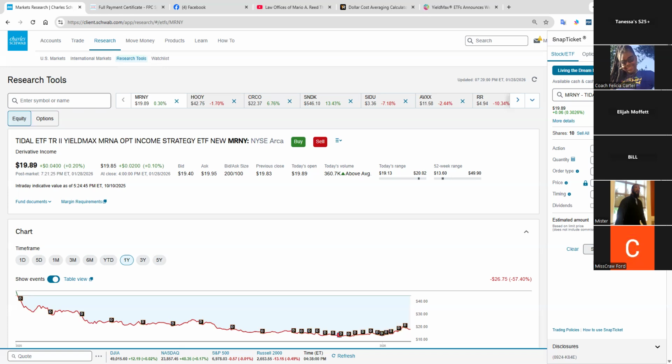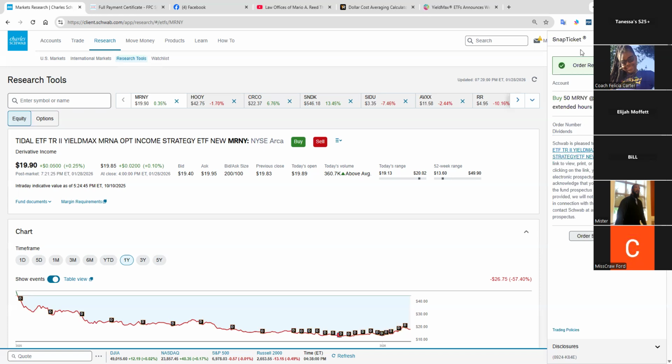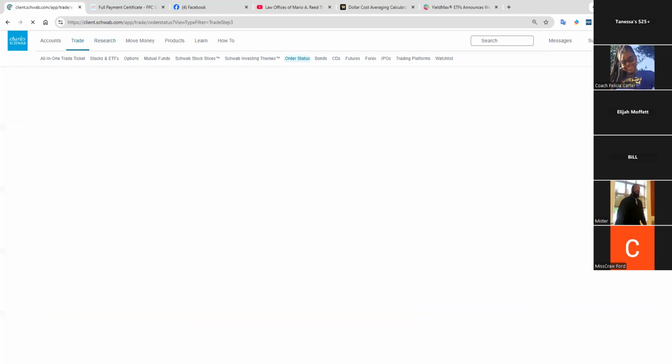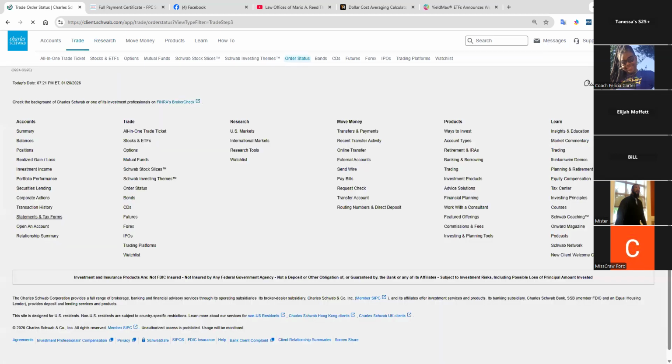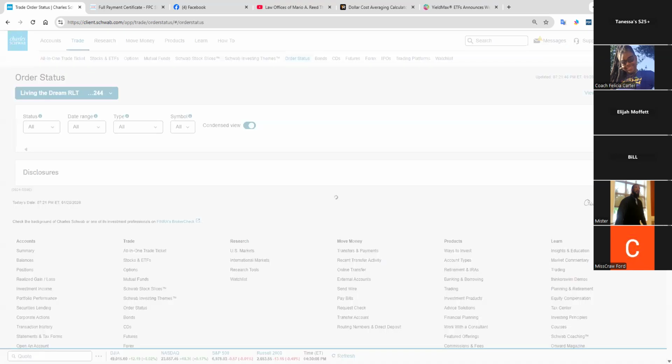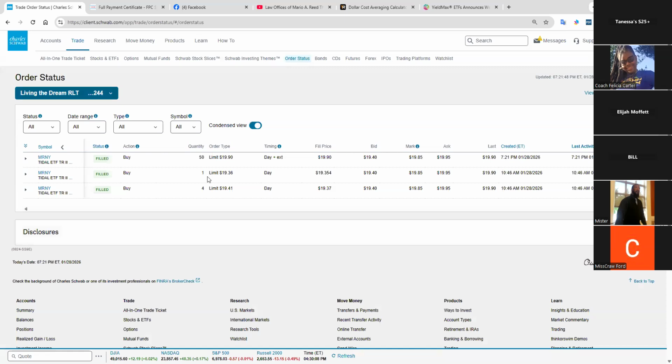I don't want to reinvest my dividends because remember, I'm going to be using those dividends to purchase other equities and positions eventually. So I'm going to hit review, and then I'm going to hit place order, and it says that the order was received. Now let's check the order status because we want to see if I got it. Yep, there it is. It says filled.